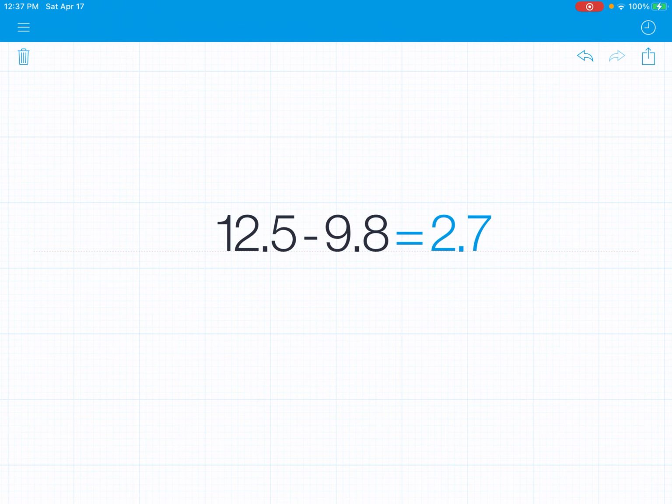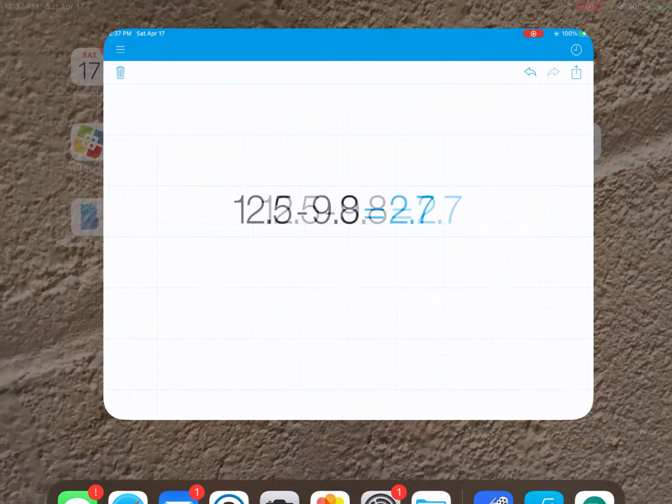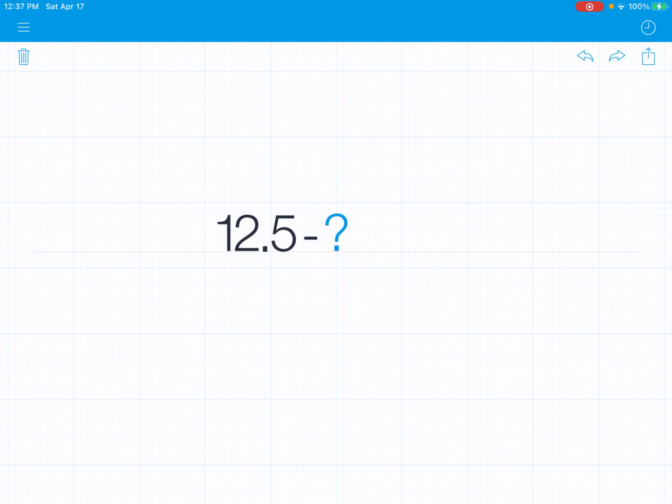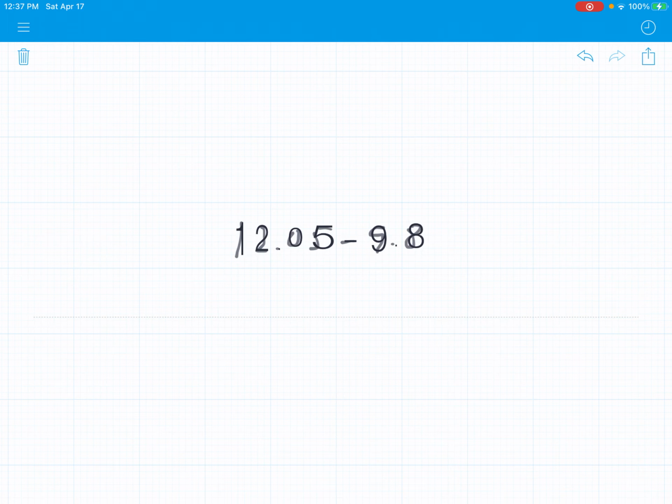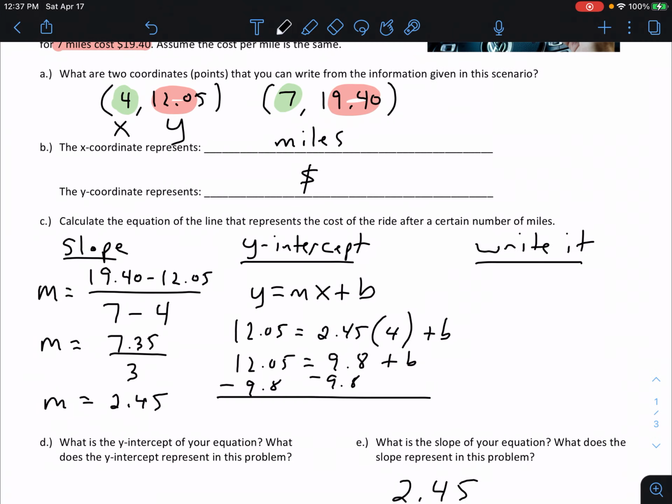2.7. Whoa. Oh, no, it's not 12.5, is it? It's 12.05. Oof, what am I thinking? So we got to fix that. Trying to remember stuff. 12.05 minus 9.8. There we go. I was right. 2.25. Okay, so we have 2.25 equals b.